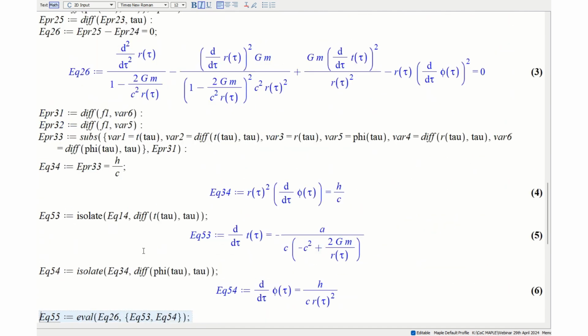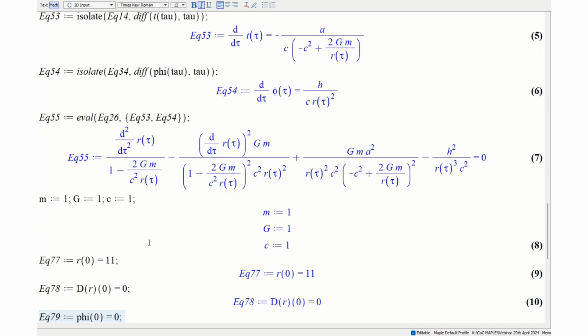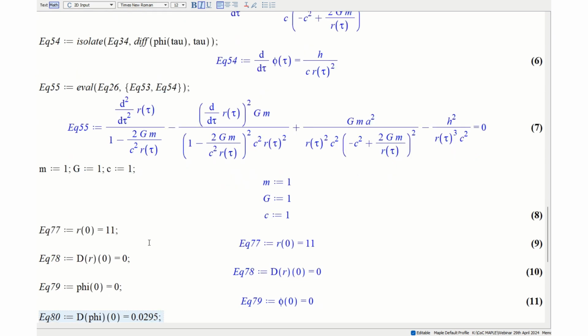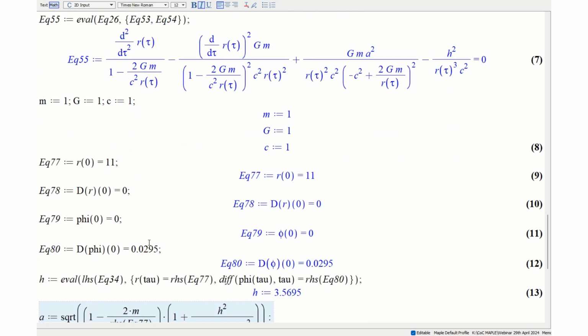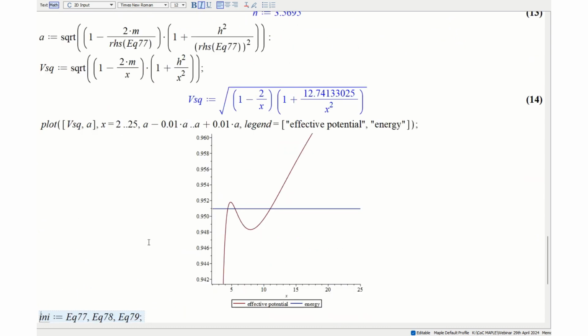again combining and isolating equations I can obtain a certain solution where I'm preferring mass equal to unity, gravitational constant equal to unity, and speed of light is also equal to 1, so that I can scale the geodesic path equation in a proper form, and I should be able to obtain the effective potential energy plot.